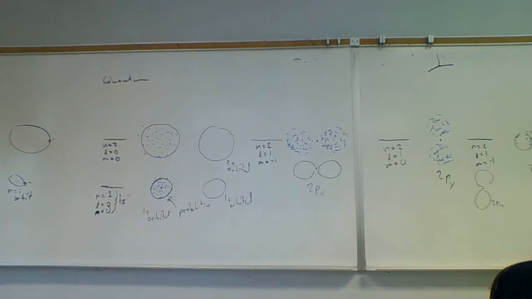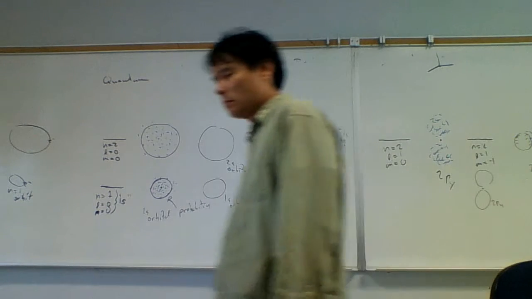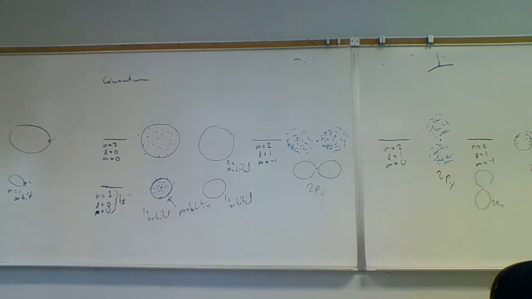And so now you can kind of get a clue, what does n really tell us? If you put it in your own words, what does n tell you? N tells you the energy. We call n the principal quantum number, or the principal energy level. And so the higher the n, the higher the energy.